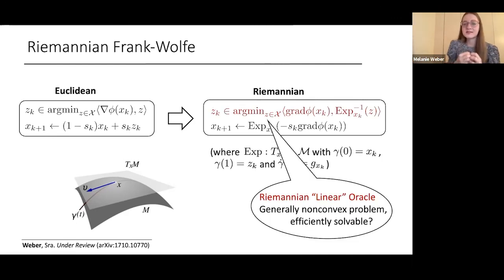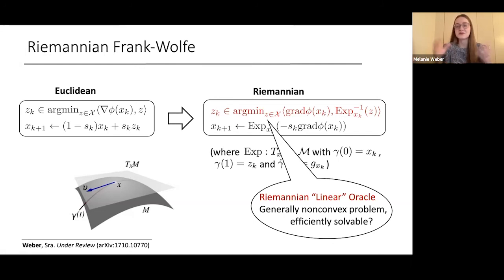So just as in the Euclidean setting, the key step in that algorithm is not really computing that geodesic, because if we work on a specific manifold, we usually have a good way of constructing geodesics, but it can be challenging to solve the subroutine, this linear oracle. In Euclidean spaces, this is a convex problem, so usually relatively easy to solve. Unfortunately, when we generalize to the Riemannian setting, this is in general a non-convex problem. So we can't really expect to have a good solution for any manifold that we're considering.